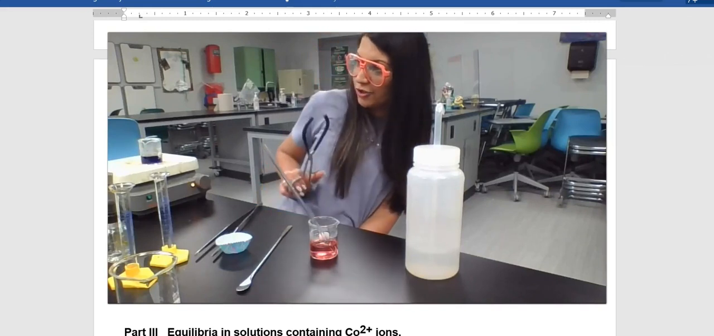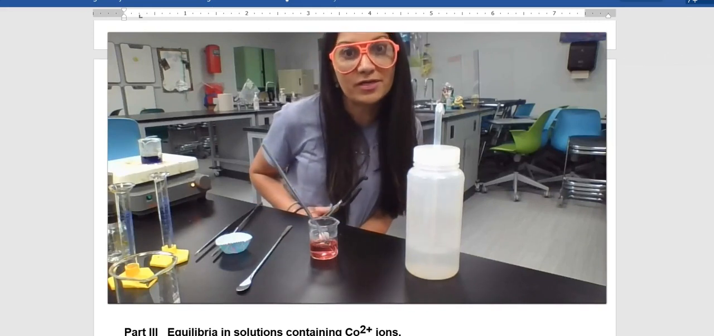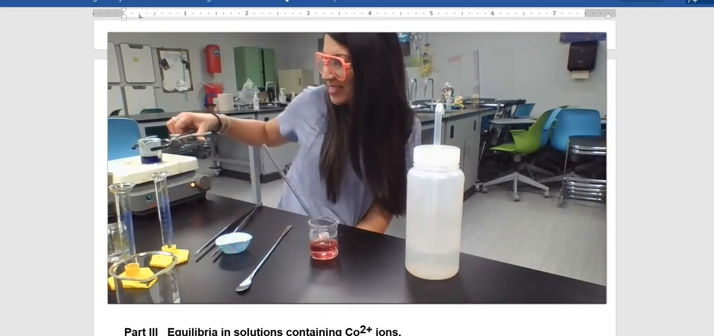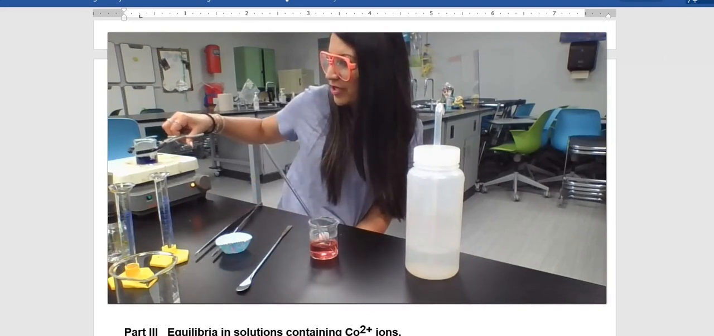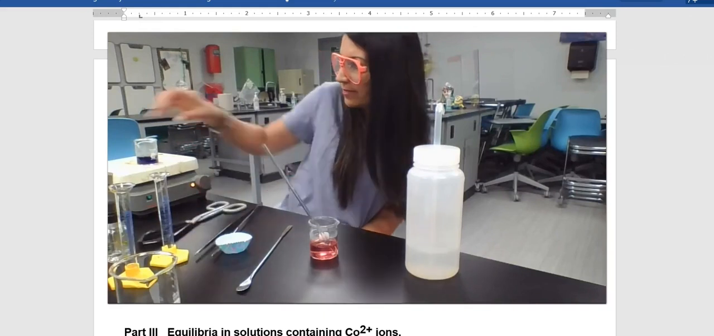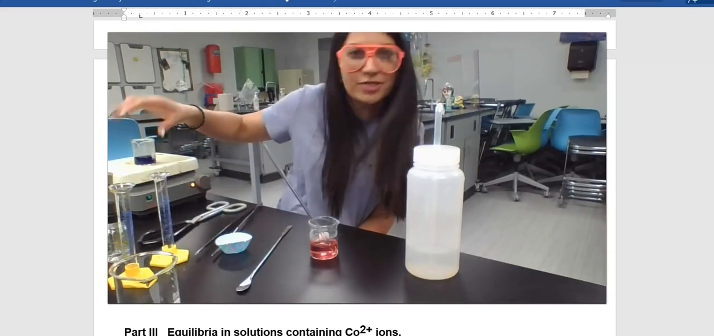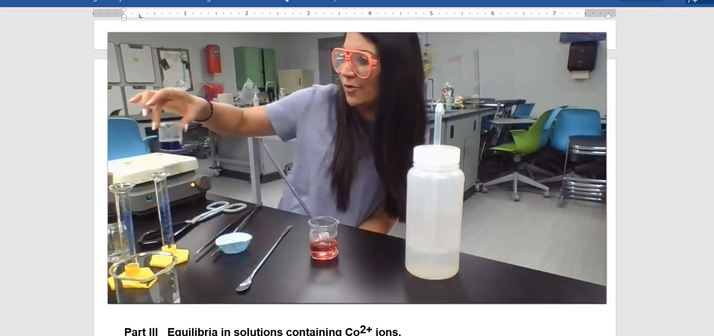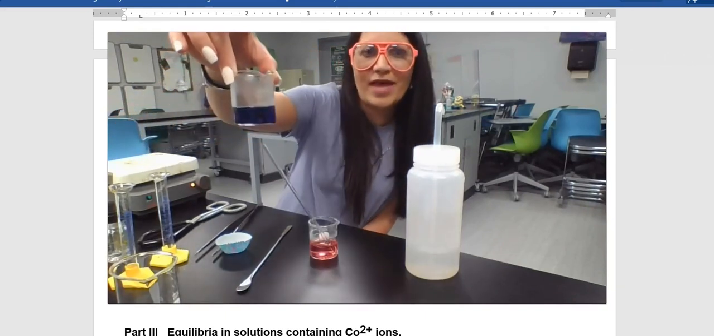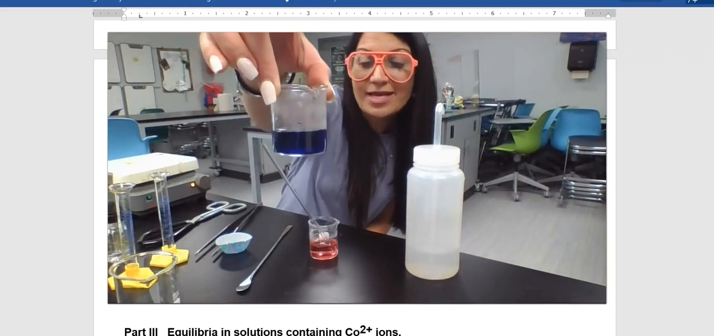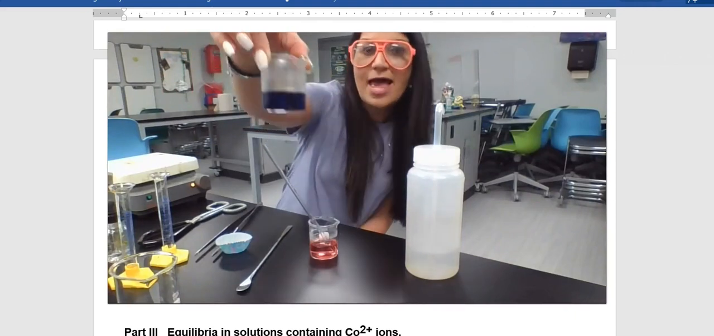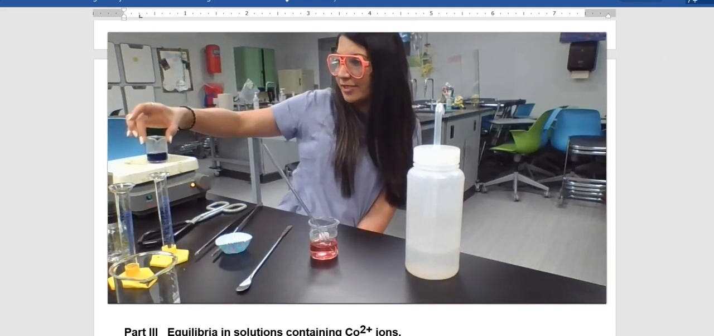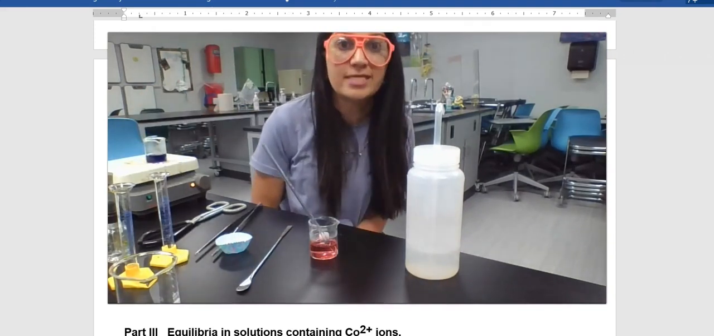I don't know about you, but I'm picking up a lot of blue here. Let me see if I can hold it. Sometimes it's safer, so I do a tap test on the glass to see if I can actually hold it. That's definitely looking like blue to me. Before it was purple or violet in color, and now it's definitely looking like a deep blue.